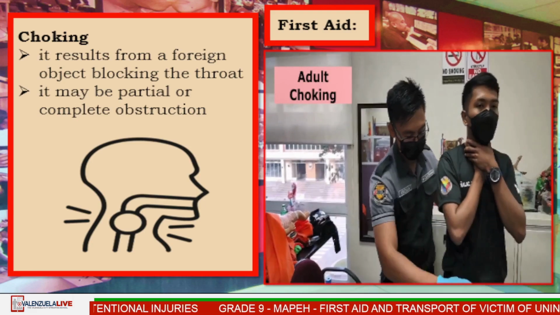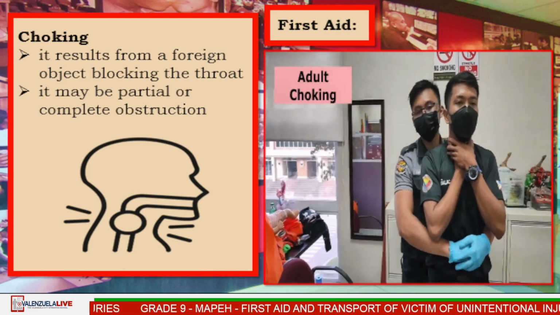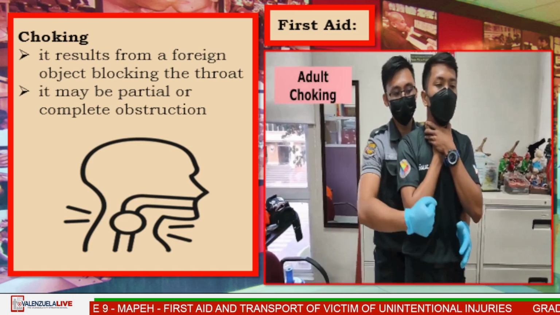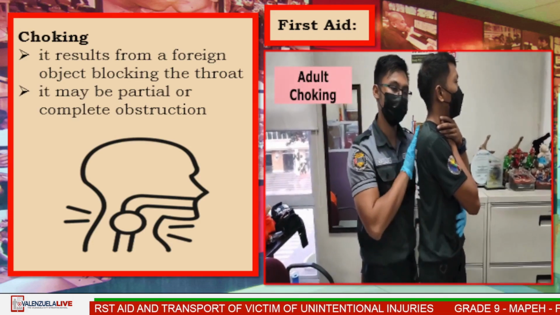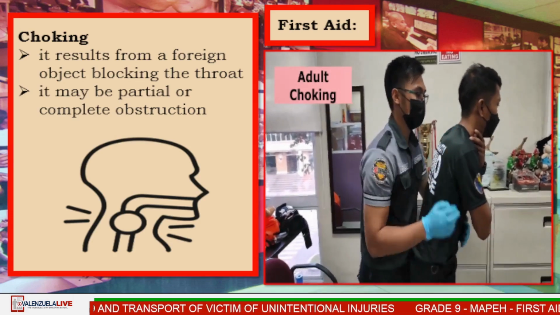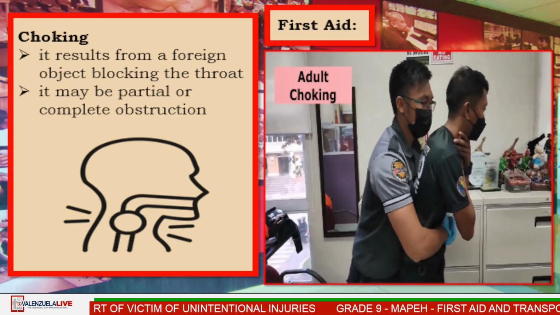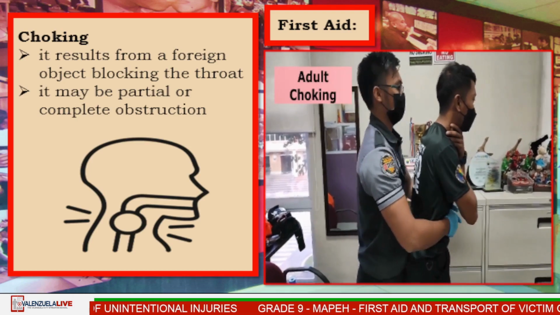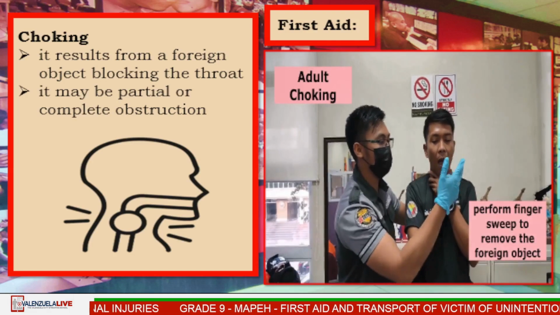Stand behind the person and put your arm around the upper part of his abdomen. Clench your fist with thumb inward. Place it between the navel and the bottom of the breastbone. Grasp your fist with the other hand. Pull sharply inward and upwards up to 5 times. Repeat until the obstruction is clear.